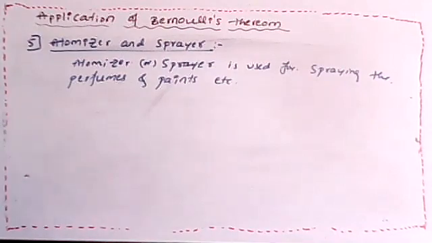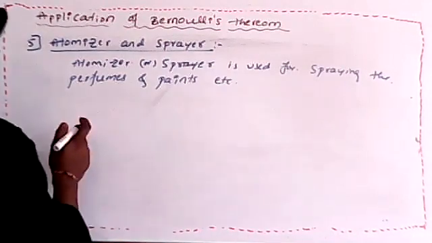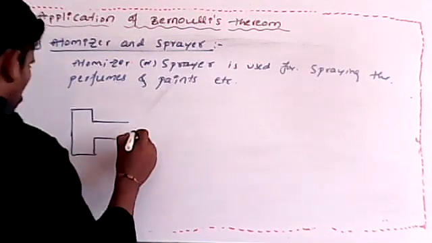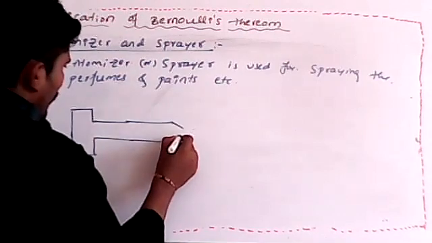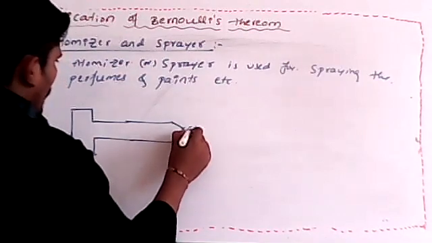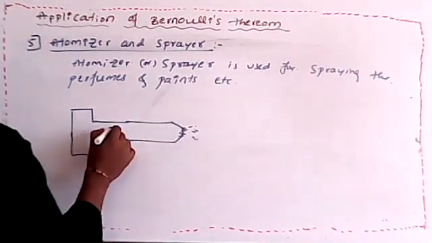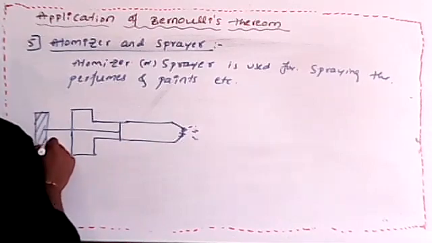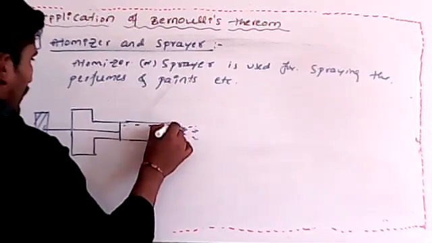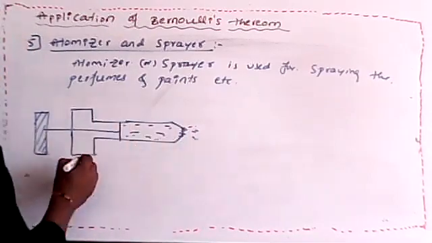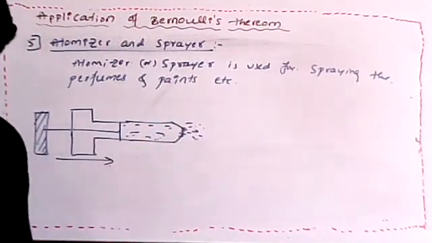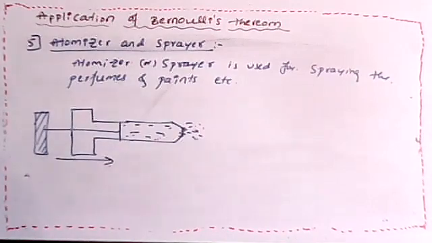How it works, we will see. The diagram for this one you can see in any book, in your NCERT book you can see the same thing. So this is the diagram of a sprayer. Here there is a piston which is used to give a larger pressure. Then whatever liquid is inside this sprayer will come in this particular direction with a greater speed.